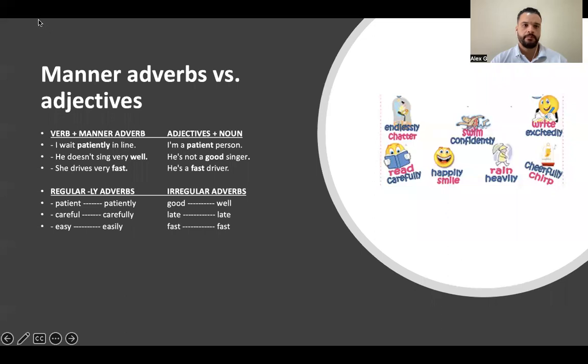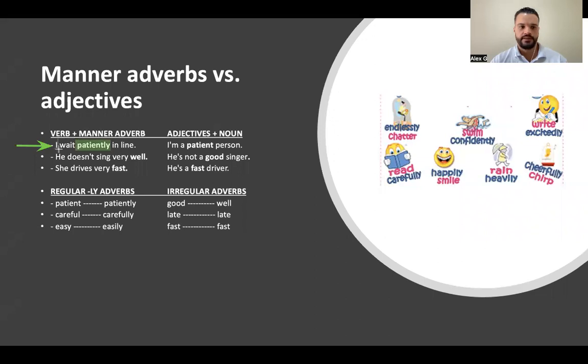Let's begin with manner adverbs versus adjectives. So let's begin here at the top, and let's see how we can use manner adverbs and adjectives. Here we can see that we have the structure verb plus manner adverb. For example, we have here an example, and it says, I wait patiently in line. As you can see, we have the manner adverb, which is going to describe how the action is done.